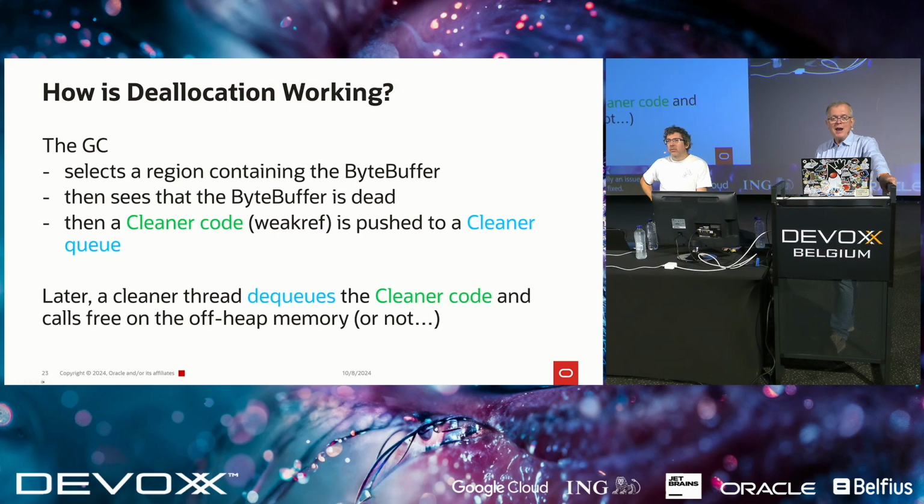Currently, how does the deallocation work? It all relies on the GC. The GC will select a region that contains your ByteBuffer reference. Then it will see that the ByteBuffer is dead, and the cleaner code, which is a reference, will push that to the cleaner queue. And later at some point, the cleaner code will itself call the reclamation of the off-heap memory. And as I showed you, if there's no pressure on the on-heap memory, it's not going to work.